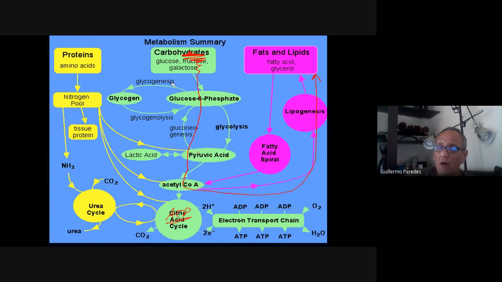Now, let's do the opposite. If you eat a lot of fat, of course, you're going to gain weight. But if you eat fat, the fat is going to go into acetyl-CoA. The question is, can the fat produce glucose, can it turn into glucose, yes or no?